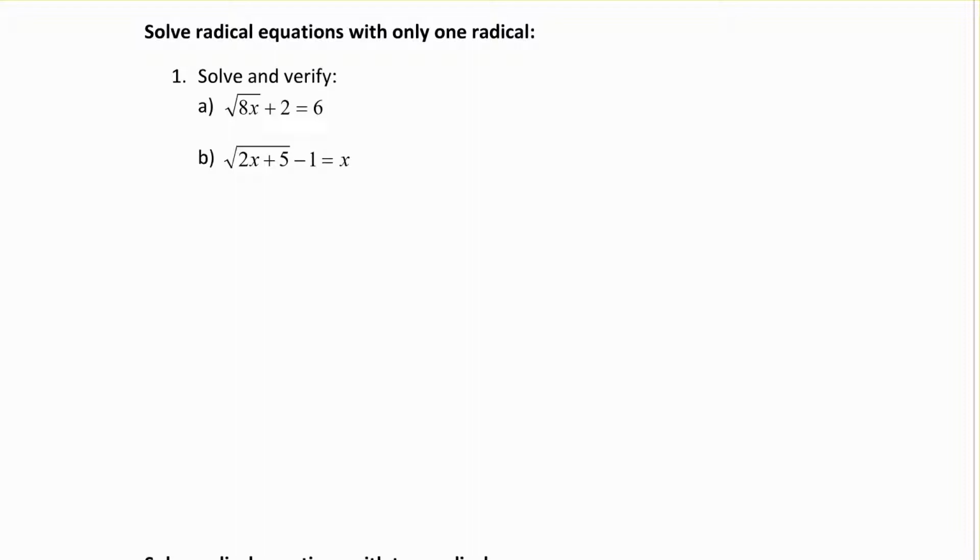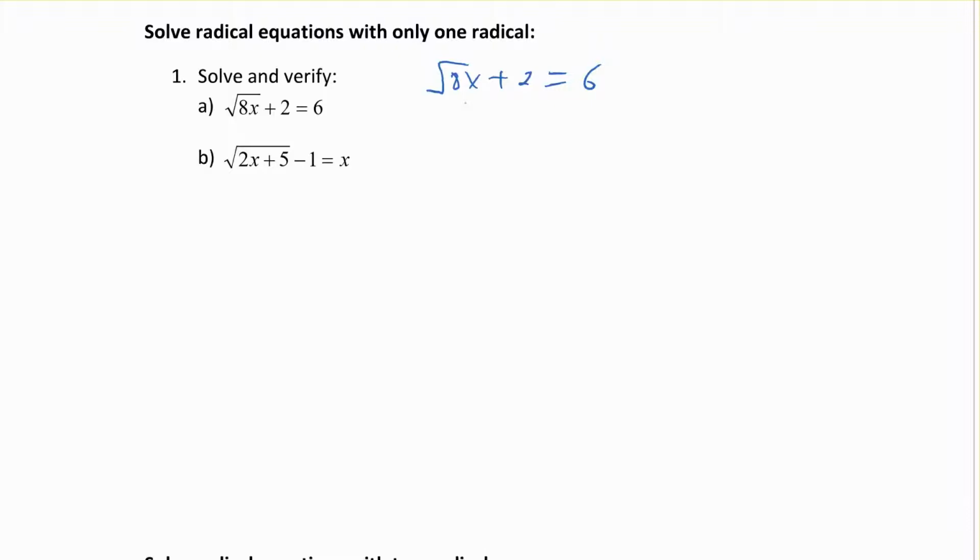We want to solve for x, right? So this first question, I'm just going to write over here. Square root of 8x plus 2 is equal to 6. What we want to do is get x on its own, right? That's the goal. It doesn't matter what side of the equation. I'm going to try to keep it on the left side because it's already there.